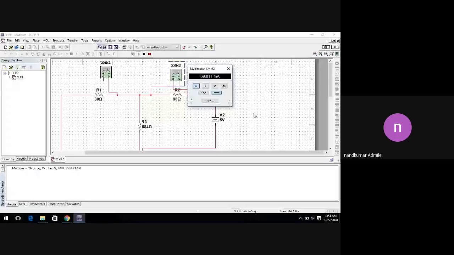Okay, so have you noted down the values of these four things? I'll put the values of these four things in the chat box and you can calculate y11, y12, y21 and y22. So the value of V1 is 5 volt. Everyone note down the value of the four things.